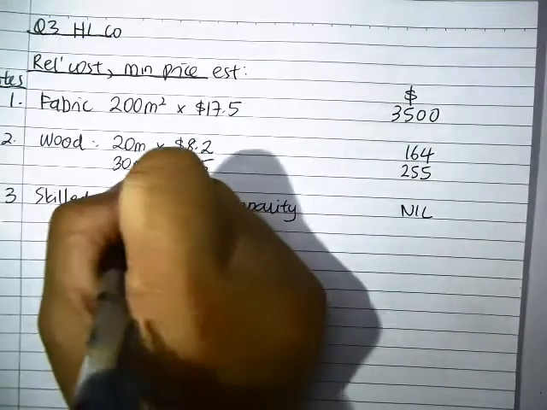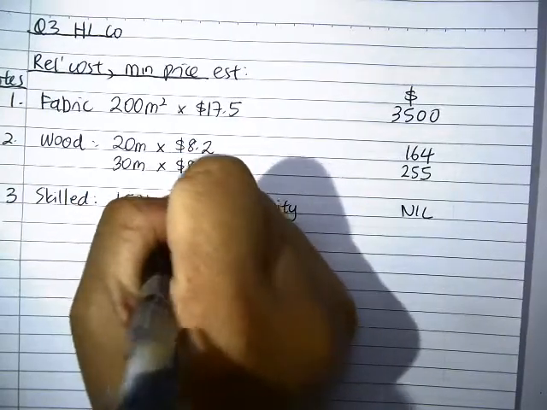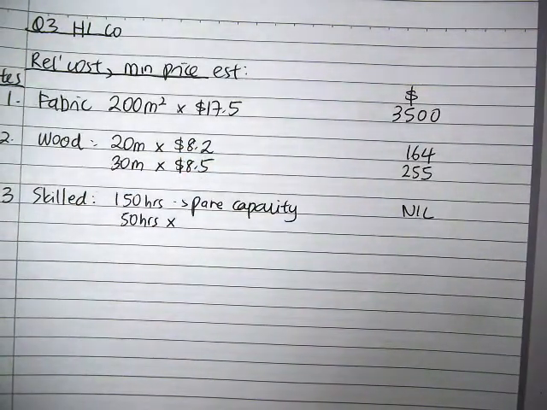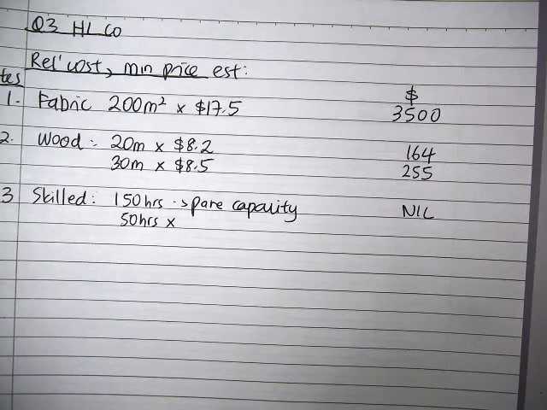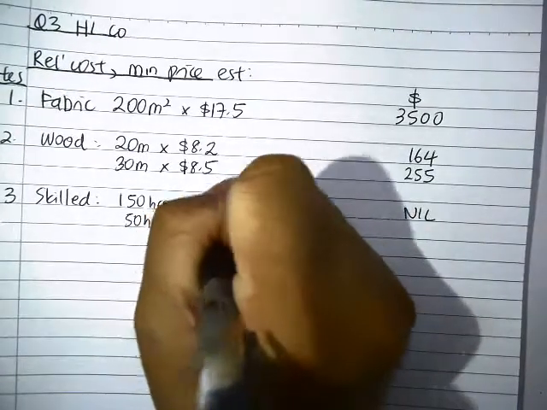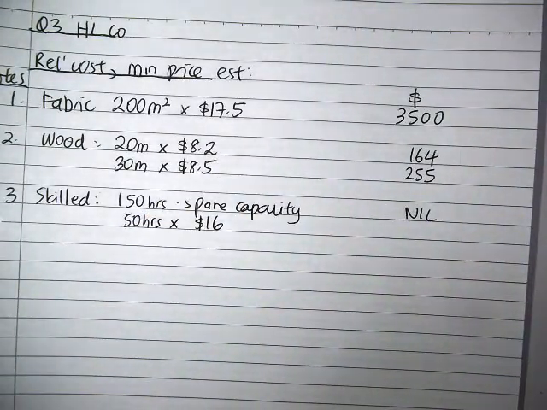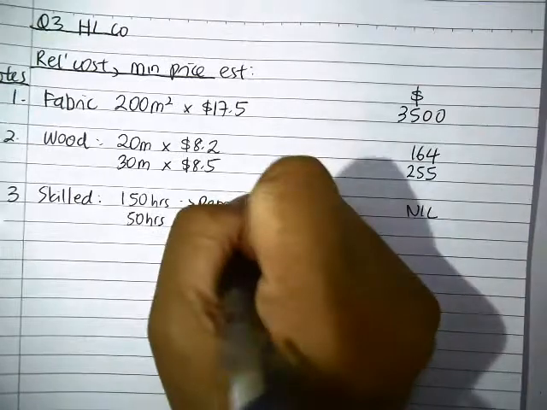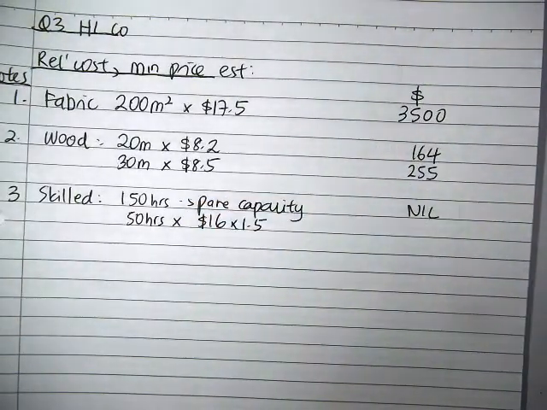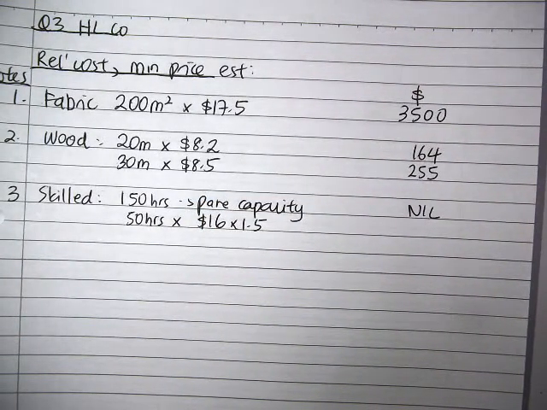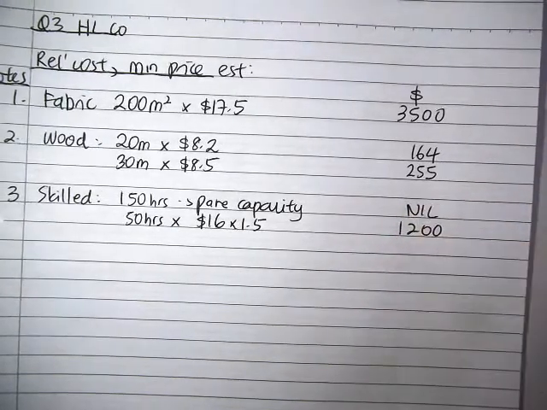Okay, then another 50 hours, that one you must take overtime, right? Now the overtime is charged at time and a half. So the rate now is 16. So time and a half is 1.5 times 50, it will cost you 1,002.